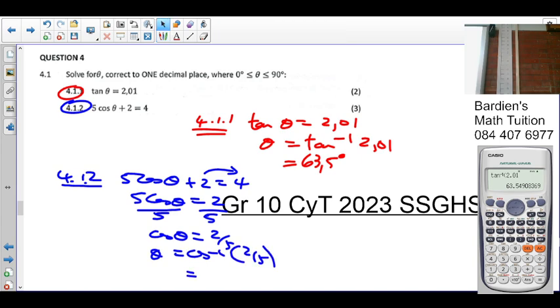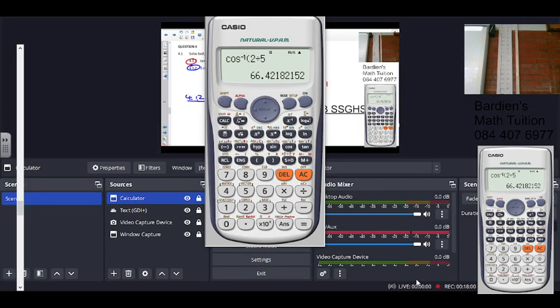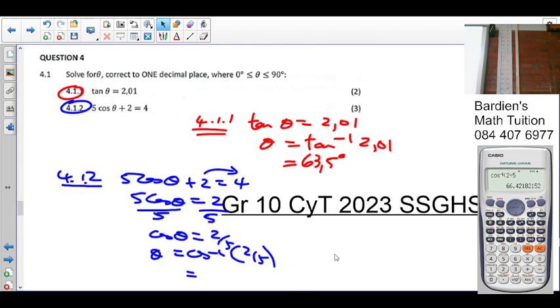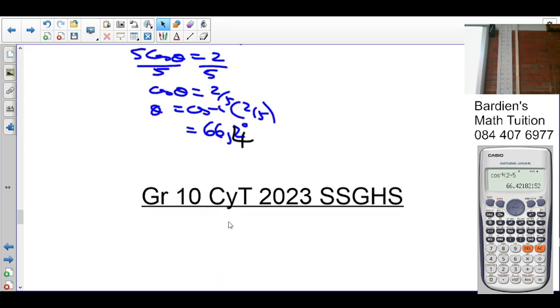You put it in our calculator, shift cos, 2 over 5. Gives us 66,4. Is that correct? What's happening here now? 66.2 degrees. Did it say it's 4? Yep. 66.4. Sorry about that. You're absolutely correct. Next.